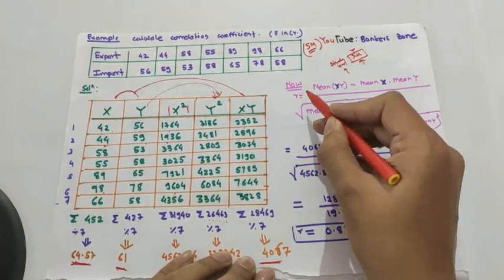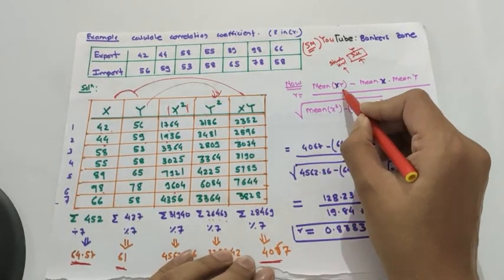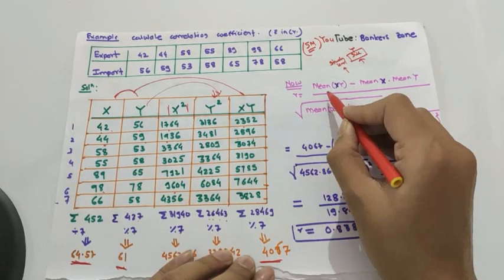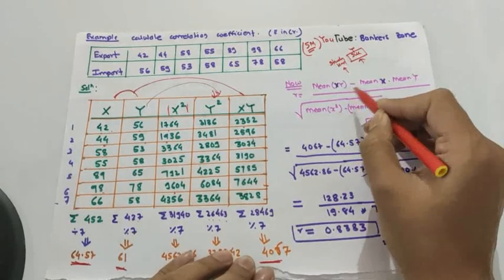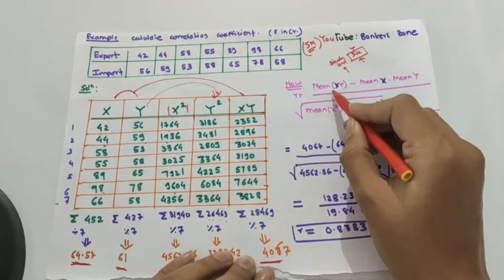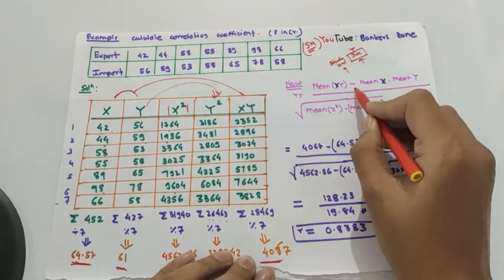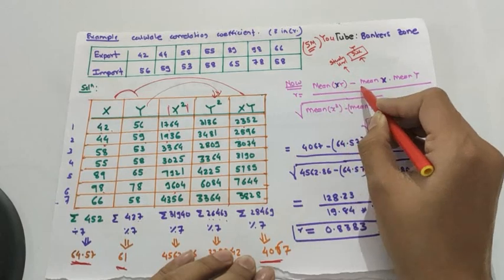See here, what is the coefficient of correlation? It is mean of xy minus mean of x, mean of y. R is mean of xy minus mean of x into mean of y. How can you remember? See, mean xy, here is also xy and here is also xy. In the second term, you just separate them, like mean of xy minus mean x, mean y.